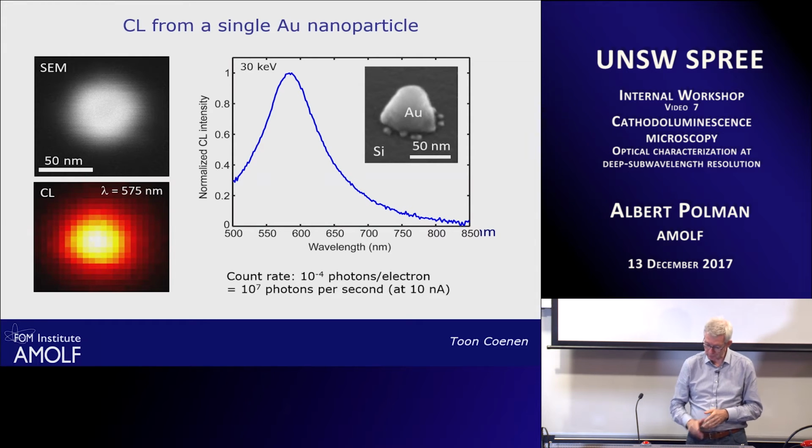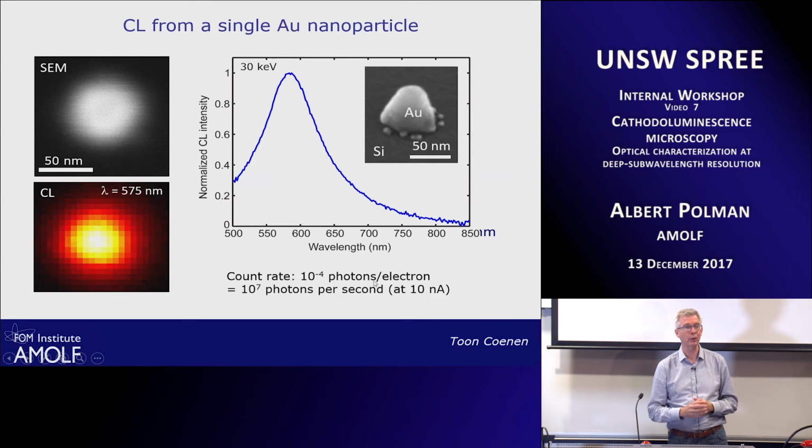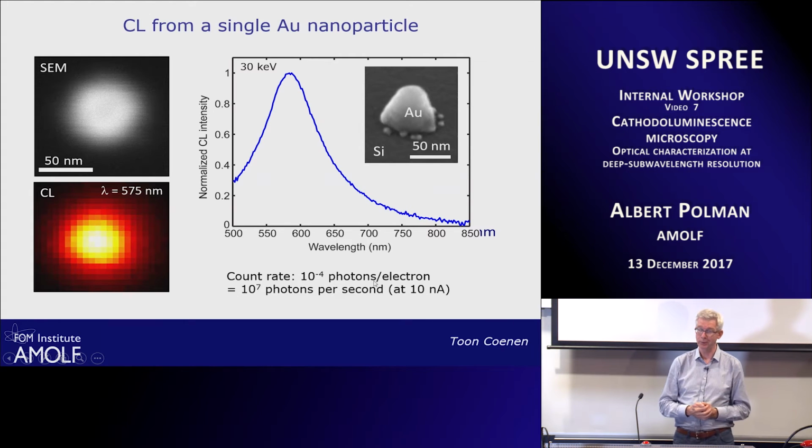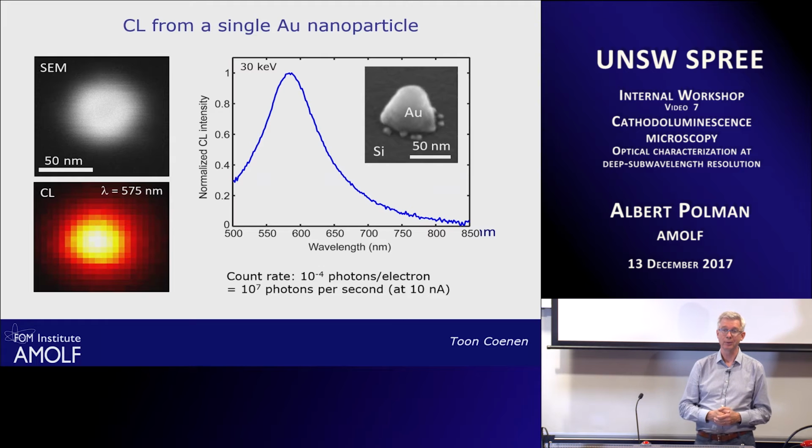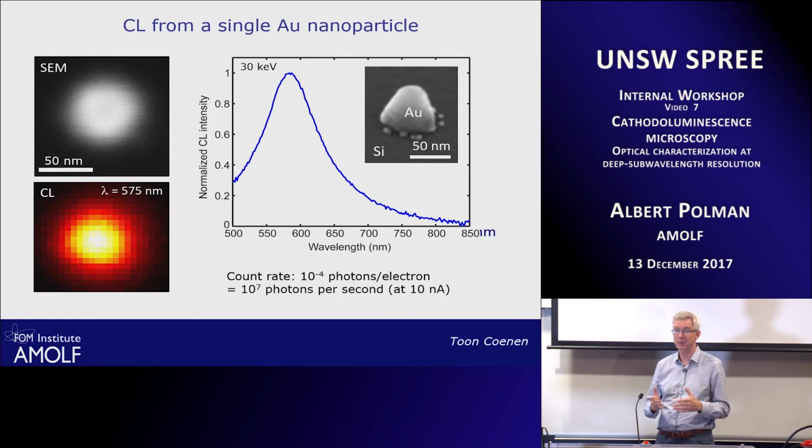Is this efficient? Well, the count rate is 10 to the minus 4 photons per electron that comes in. So you may say, that's very inefficient. But that's still a bit arbitrary units. You have to put in the electron current, and if you multiply the two, it's 10 to the 7 photons per second coming out. And we have very sensitive detectors that basically count every photon. So actually we are overwhelmed by photons. To take this spectrum, it maybe takes 60 seconds or so.